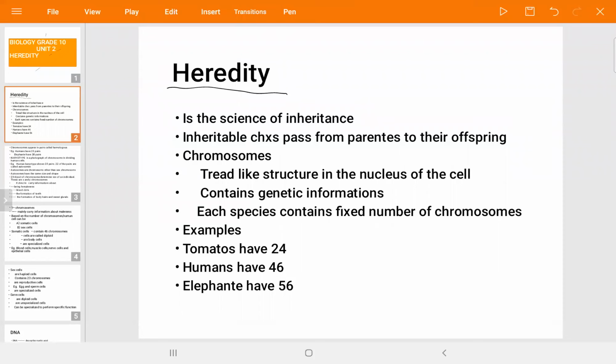Chromosomes are thread-like structures which are found in the nucleus of the cell. In eukaryotic organisms that have true cells, chromosomes consist of all the genetic information responsible for determining each and every characteristic. But in prokaryotic organisms, such as bacteria, they don't actually have chromosomes.